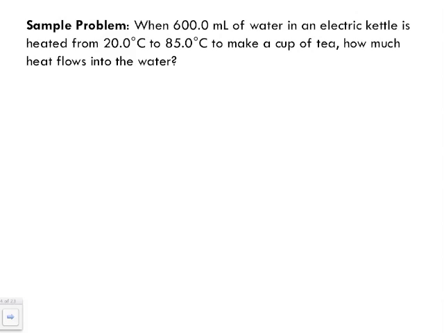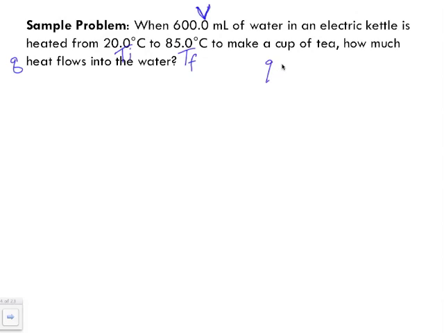Sample problem. When 600.0 milliliters of water in an electric kettle is heated from 20 degrees Celsius to 85 degrees Celsius to make a cup of tea, how much heat flows into the water? When we're looking at this, we want to identify what information this gives us. 600.0 milliliters is the volume of water we're putting into this electric kettle. The initial temperature is 20 degrees Celsius, and it's increasing to 85 degrees Celsius. It's asking us how much heat flows, so it's asking us for our Q.